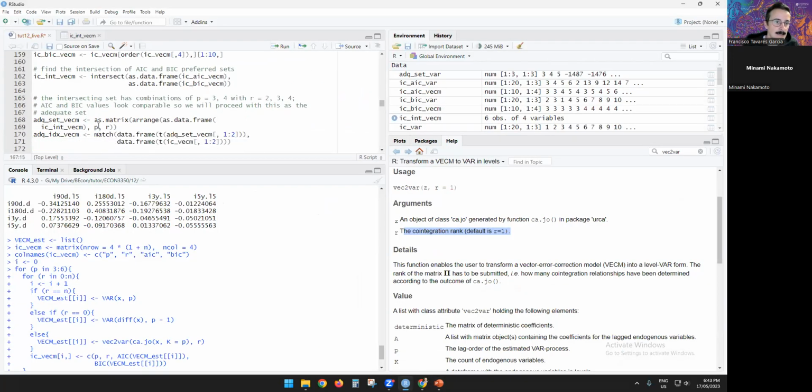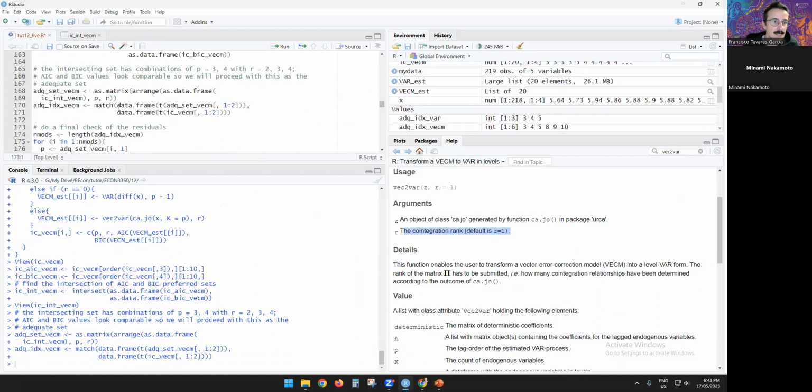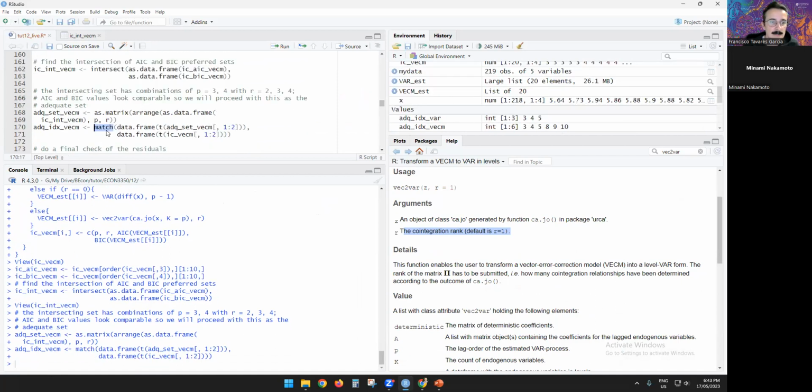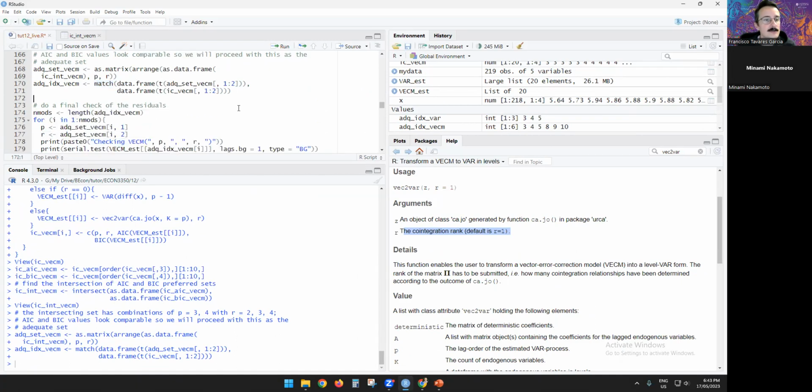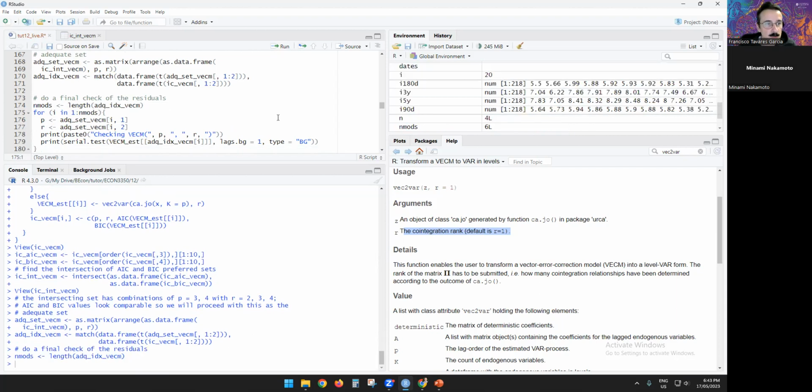So the adequate set is just arranging things in this matrix of intersects, and then a match to find. This is pretty much the same as we've done before, and we do a final check of the residuals. So let's go. The number of models equals the length of our index, which is just 6 models we're going with. Then P will receive the adequate set VECM.